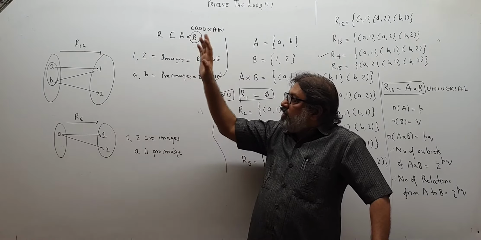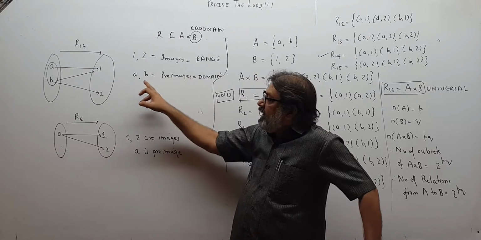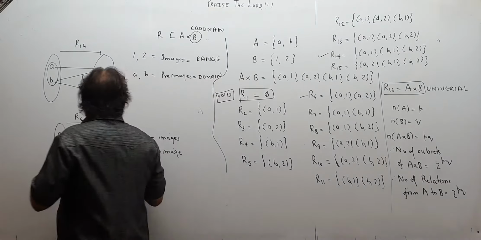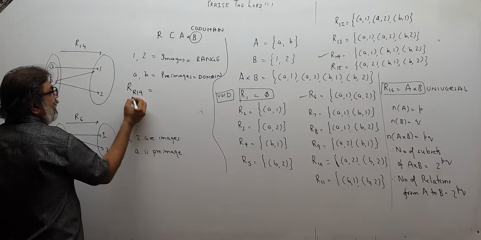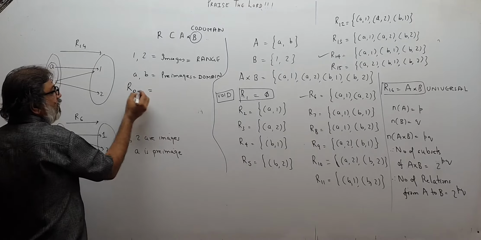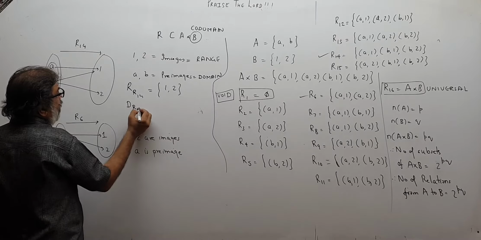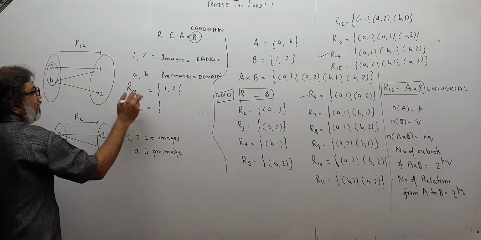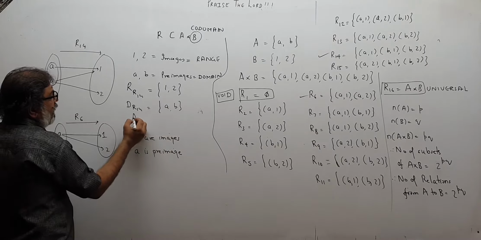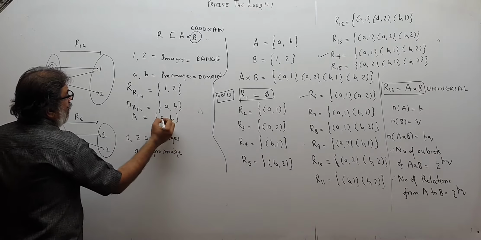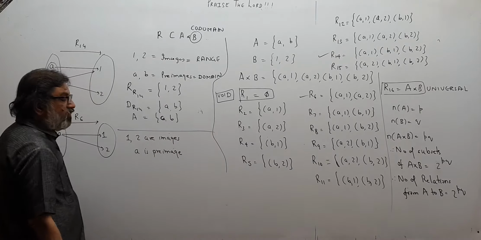But A will not always be the domain, because see over here, in this relation the domain will be what? A and B. So I write it like this. Range of relation 14, I will write like this: 1, 2. The domain of relation 14 will be the pre-images, that will be AB. And in this case, fortunately, your set A was also AB. So you may think the domain and the first set are the same, but it is not always like this.